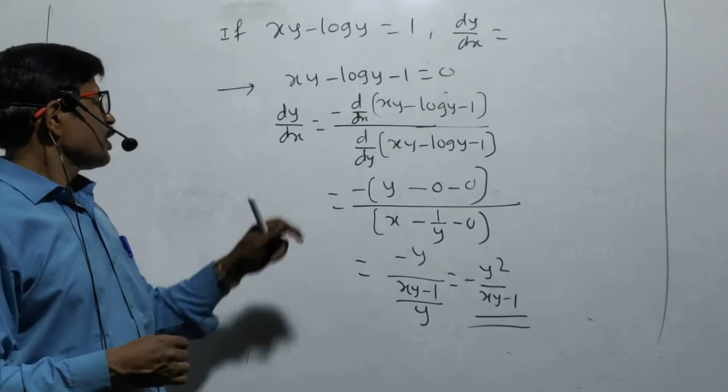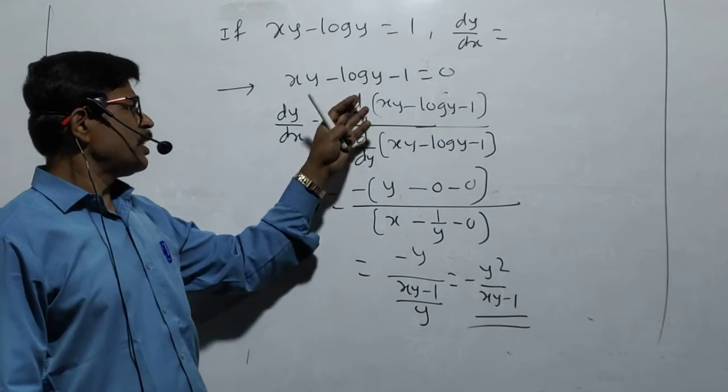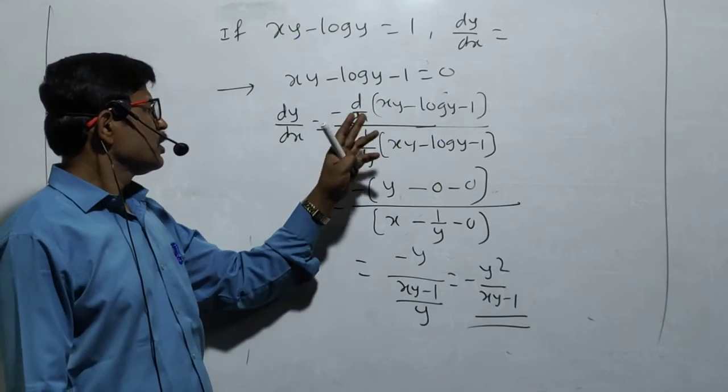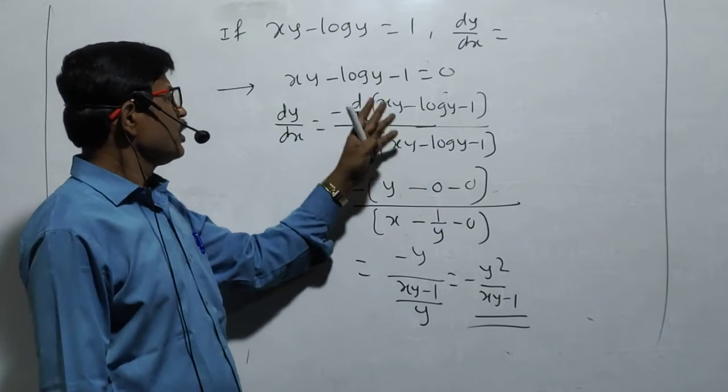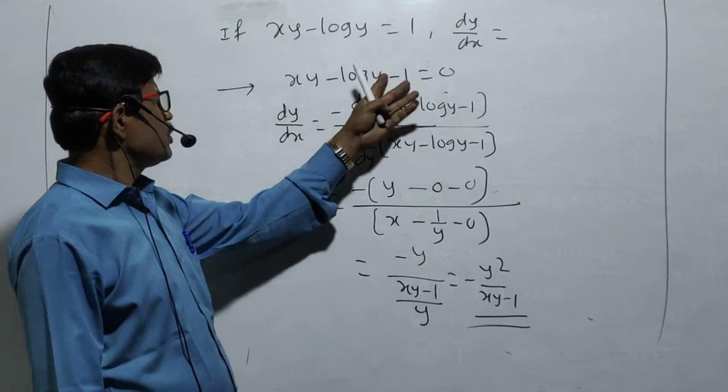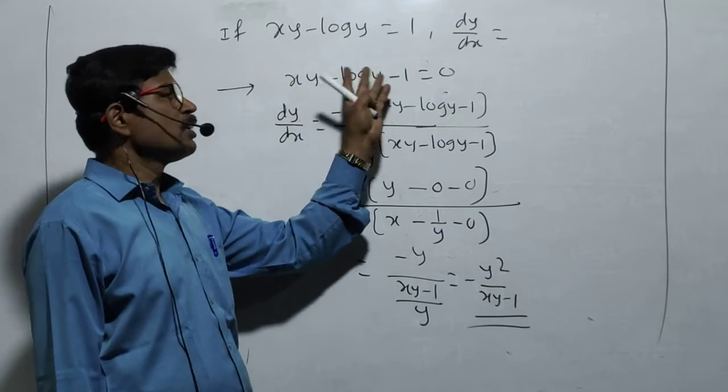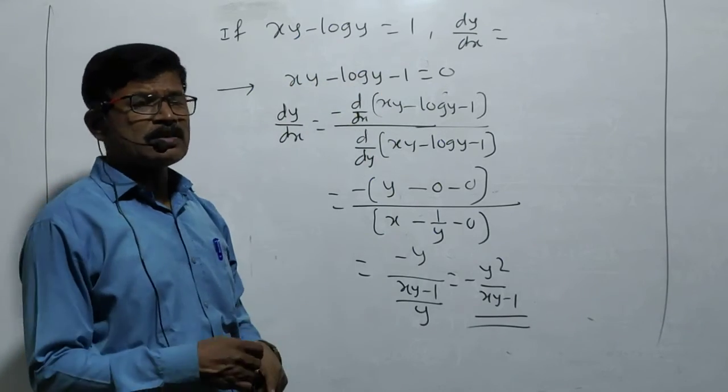Take them simple. dy by dx equal to minus d by dx of numerator upon d by dy of denominator. Numerator and denominator are the terms which are present on the LHS of this implicit function.